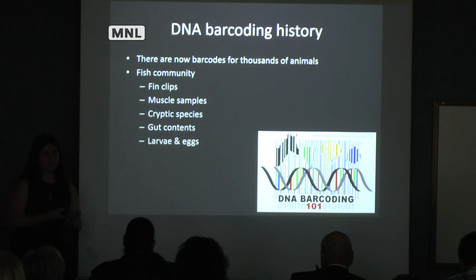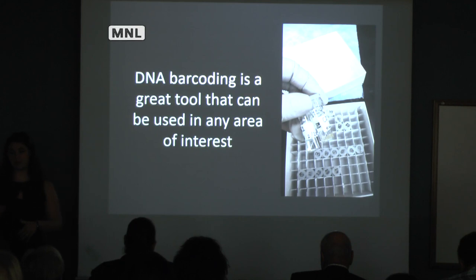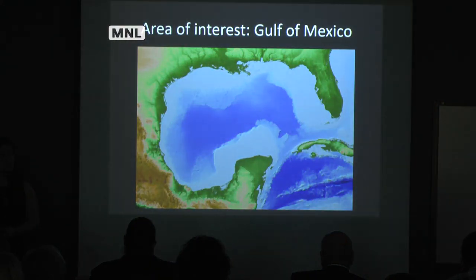We can use their DNA to figure out which ones they are. Looking at gut contents, the stomach contents that get broken down, you can't tell what they are inside, and also larvae and eggs. And so DNA barcoding is a great tool that can be used in any area of interest around the world. Our particular area of interest is the Gulf of Mexico, which is right outside our window.